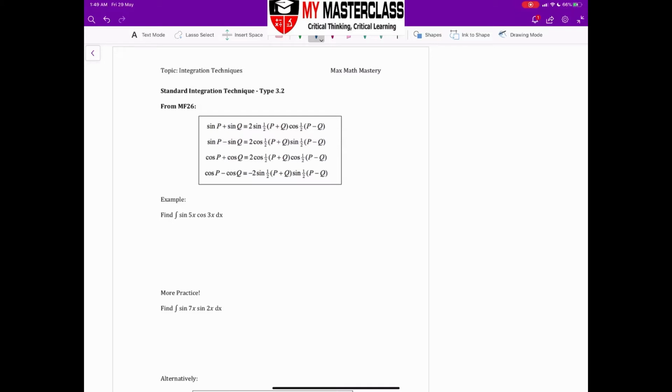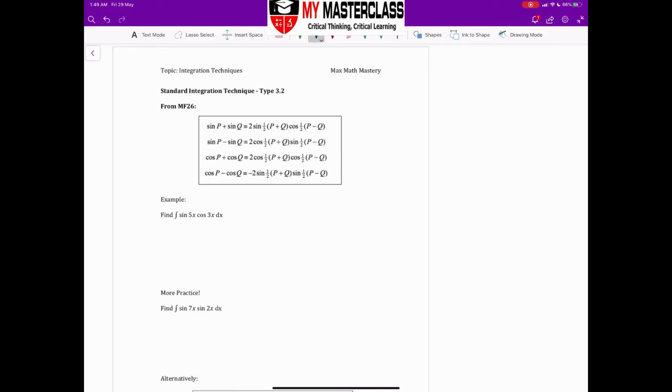So over here, this is a table in your trigo. You can actually look at MF26 under the trigo portion. This should be the last four trigo formulas that we will see. Given that sine p plus sine q gives me 2 sine half p plus q cosine half p minus q, and so forth.